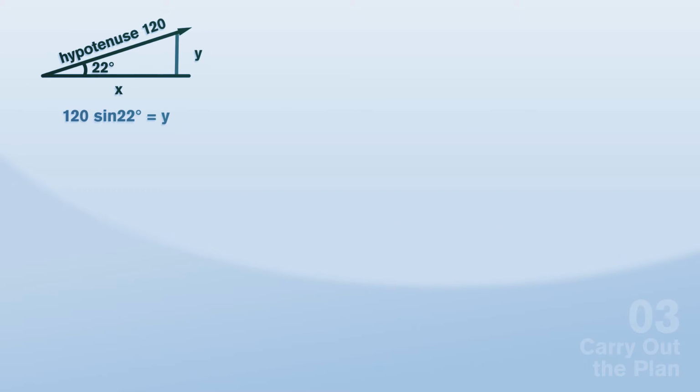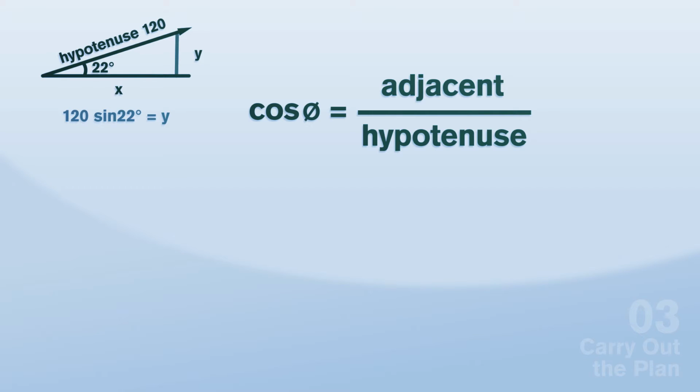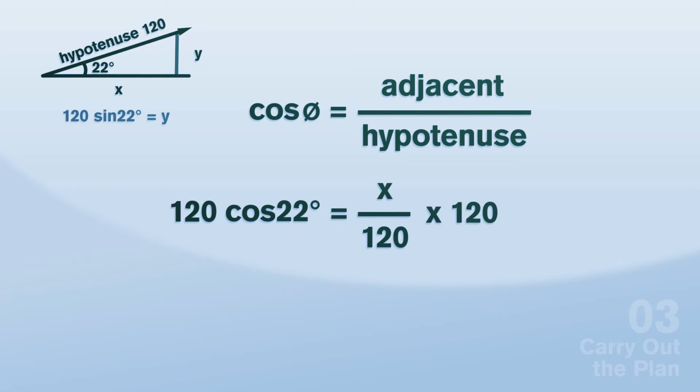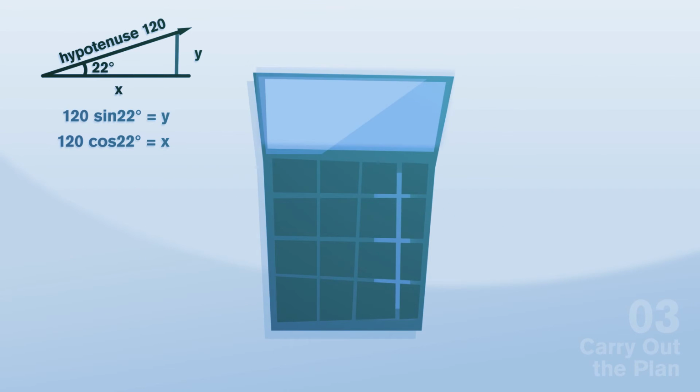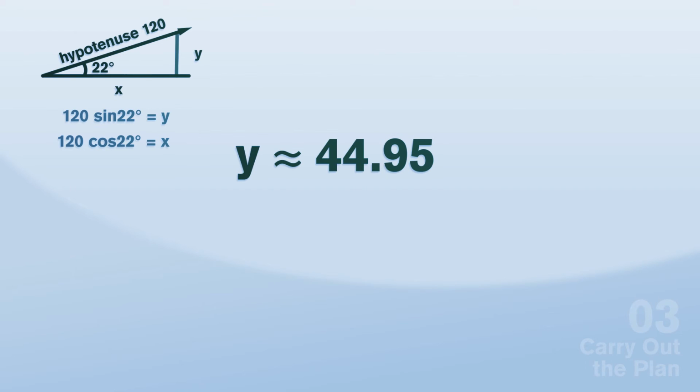Similarly, for the horizontal, cosine is the adjacent over the hypotenuse. So therefore, cos 22 degrees equals x over 120. As before, multiply both sides by 120, cross off 120 on both the top and bottom, and we have 120 times cos of 22 degrees equals x. Now, we put this into our calculator and get y equals 44.95 and x equals 111.26.